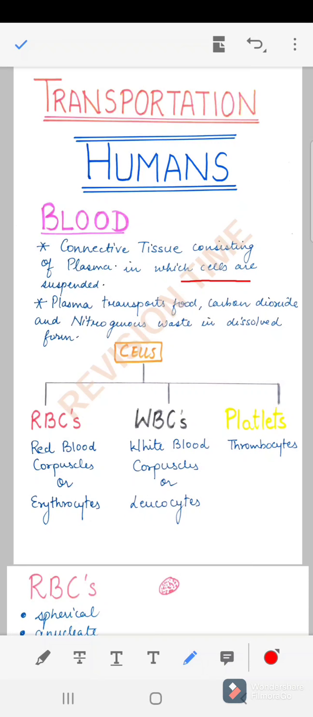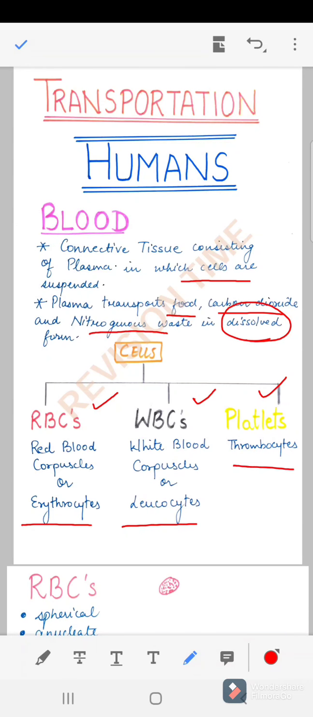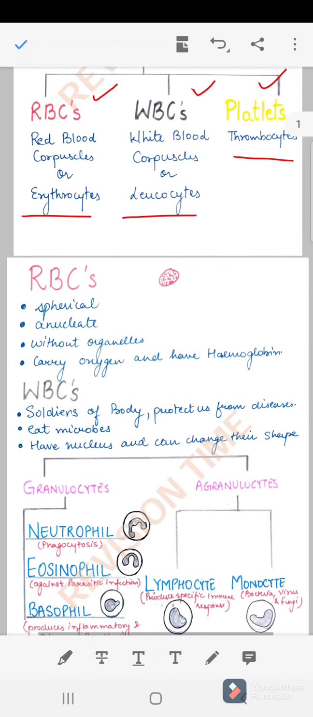And what is the role of plasma? It helps in the transportation of food, carbon dioxide and nitrogenous waste in the dissolved form. Talking about the cells of blood, we have RBCs, WBCs and platelets. RBCs known as red blood corpuscles or erythrocytes. WBCs are the white blood corpuscles or the leukocytes and platelets are known as thrombocytes.